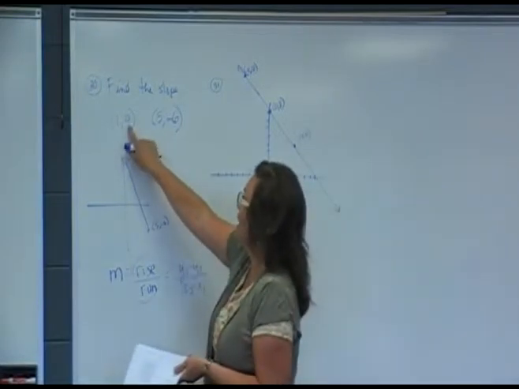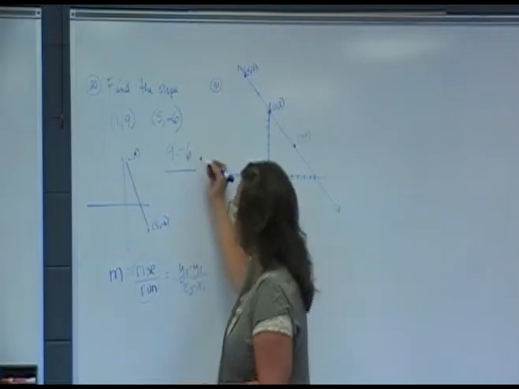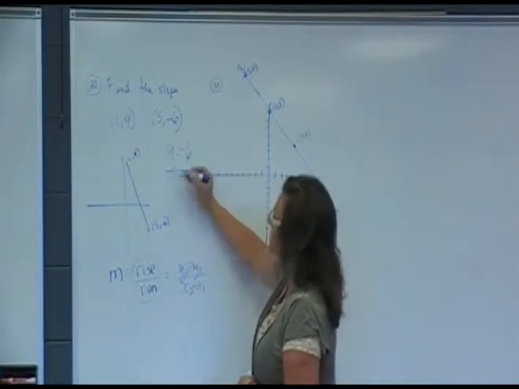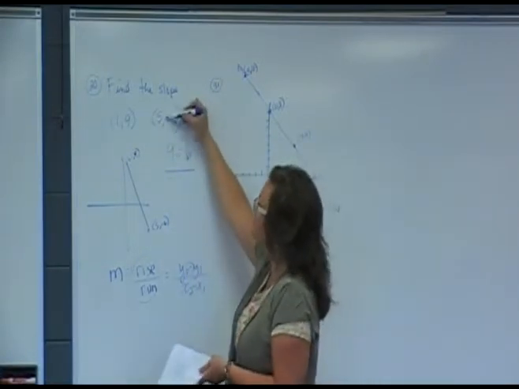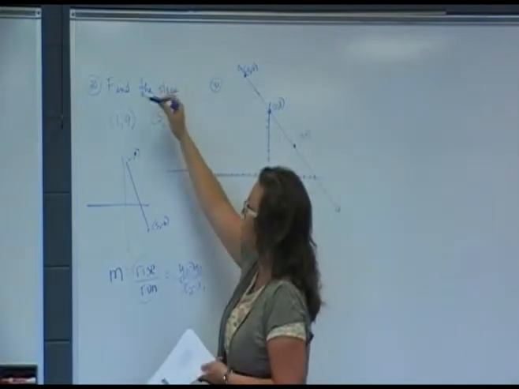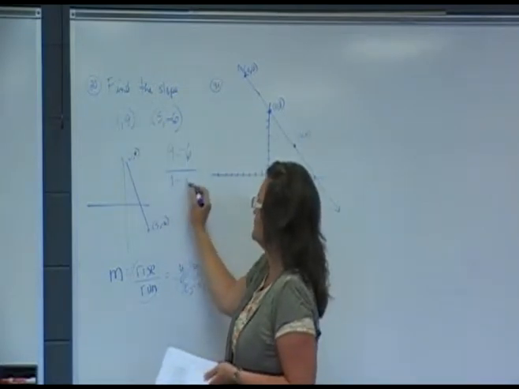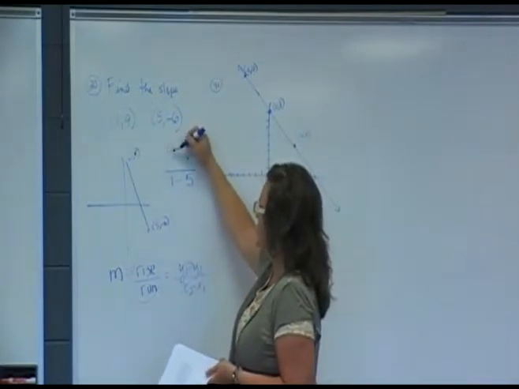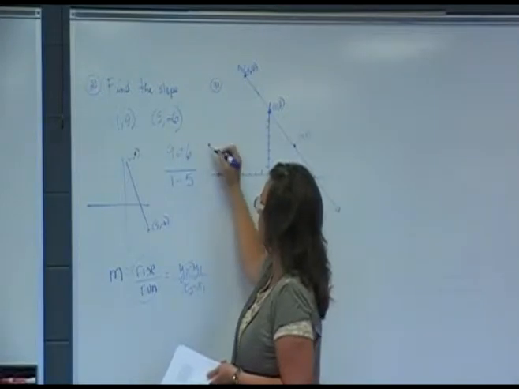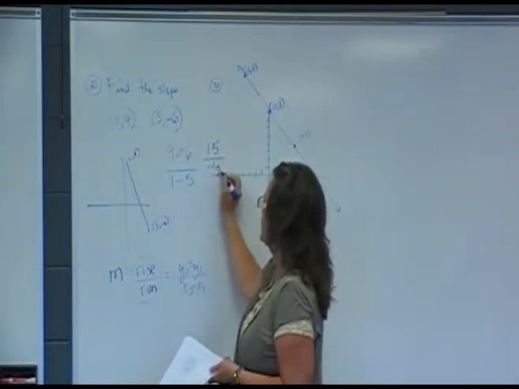So I'm going to go 9 minus negative 6. And don't forget, there's a subtraction in the formula, plus there was a negative on the number, so it makes a double negative. Now subtract the x's in the same direction, 1 minus 5. So 9 minus negative 6 makes that positive 15. 1 minus 5 is negative 4.